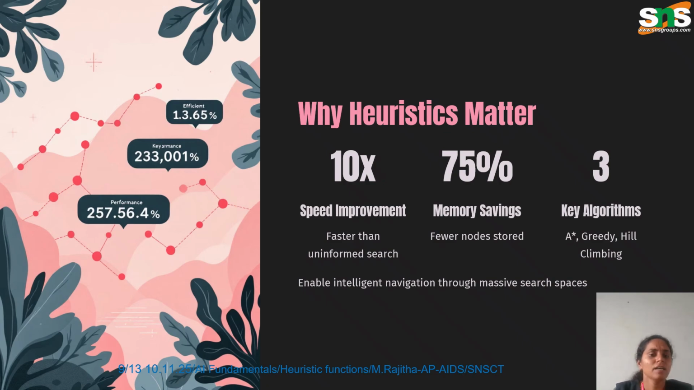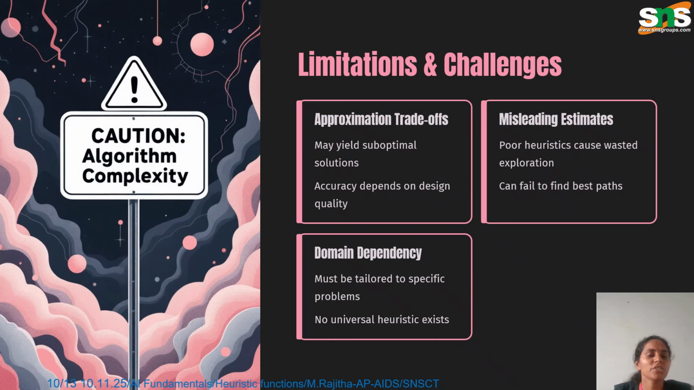Limitations and challenges. Approximation trade-off: since heuristics make guesses, they might lead to slightly wrong or suboptimal paths. Misleading estimates: a poor heuristic can actually slow down the process or make the algorithm miss the goal. Domain dependency: a heuristic designed for one problem may not work for another. For example, a heuristic for a maze won't work for a chess game. Hence, heuristics must be carefully designed for each specific application.